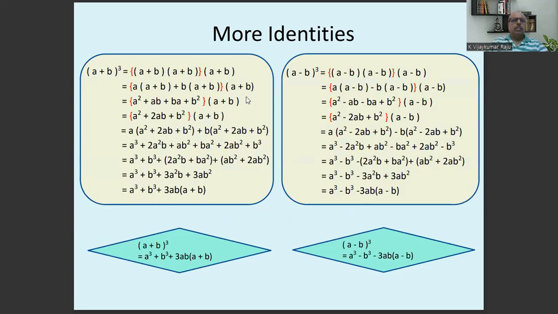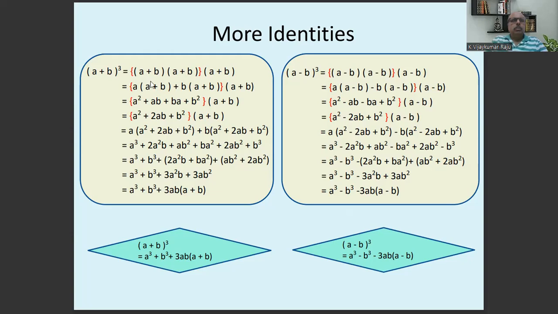Now, some more identities. Now, cubic power. (a + b) whole raised to 3 means (a + b) into (a + b) into (a + b). The bracket is multiplied 3 times. So what we do is, first let's multiply the first two terms and then multiply with the third term. So it is (a + b) into (a + b), which you already know. We have done this multiplication.